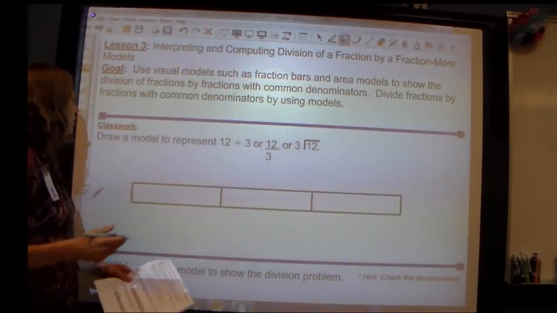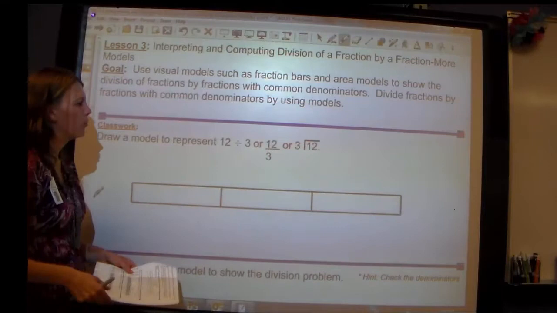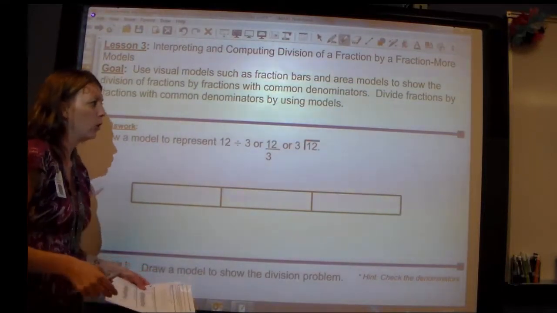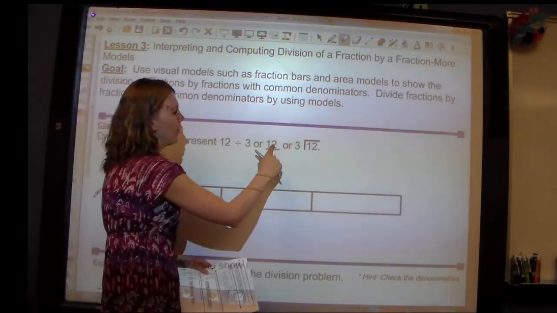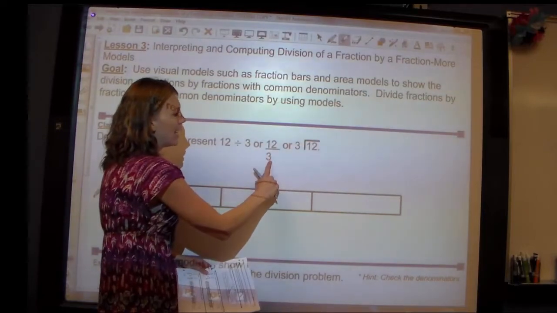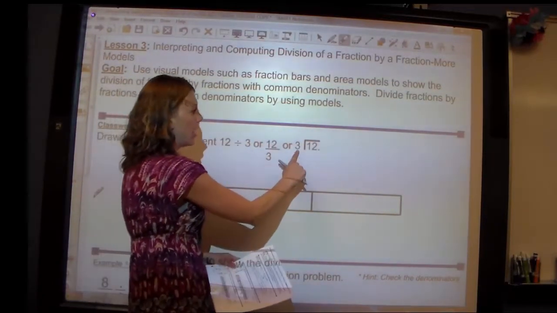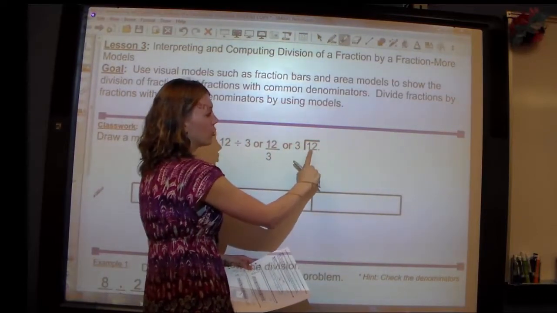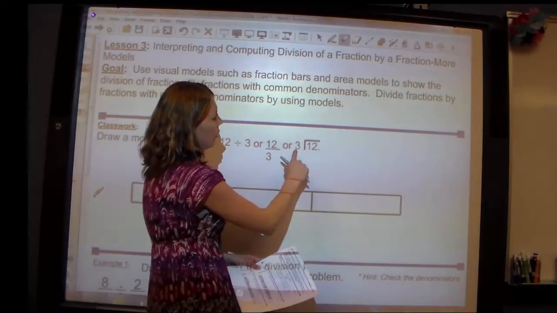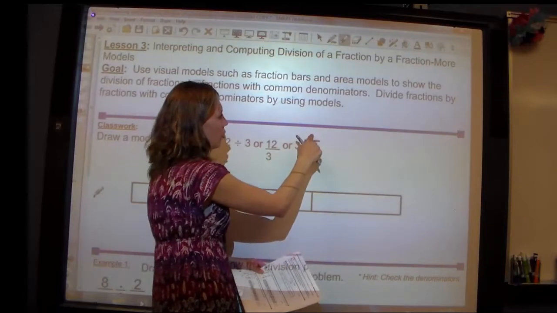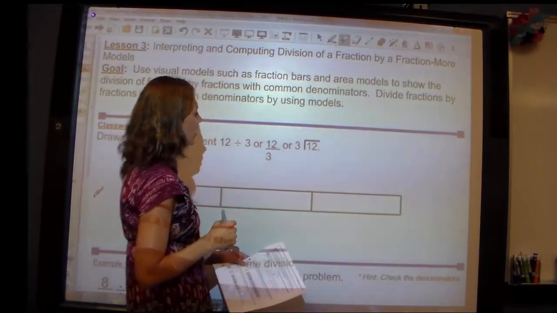Our first classwork says, draw a model to represent 12 divided by 3. Or we can write this as 12 as a numerator and 3 as a denominator. That's still 12 divided by 3. Or it could look like this with the division box, 12 being the dividend, 3 being the divisor, and we're looking for the quotient, the answer to that.